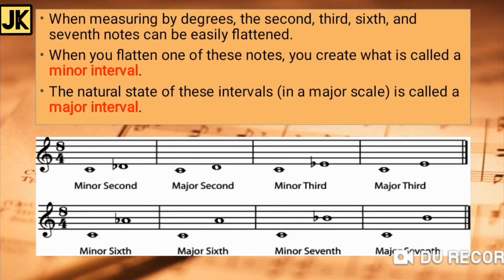When measuring by degrees, the 2nd, 3rd, 6th and 7th notes can easily be flattened. When you flatten one of these notes, you create what is called a minor interval. The natural state of this interval in a major scale is called a major interval.